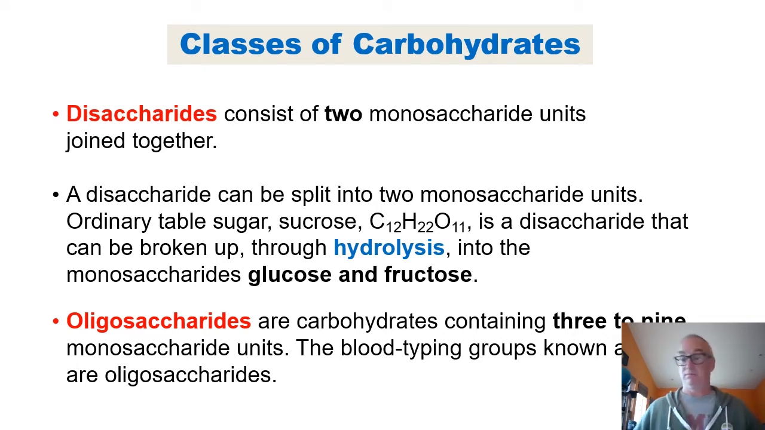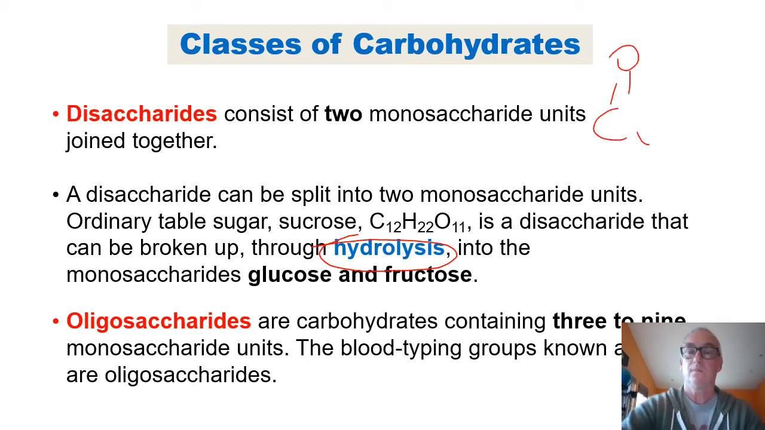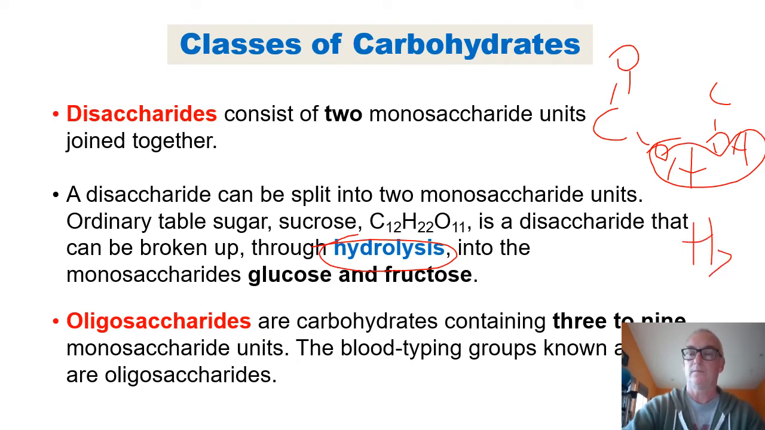So disaccharides make sense. 2 saccharides, 2 monosaccharide units joined together. And you can split that up easily through hydrolysis. As we know, a lot of the organic reactions we've looked at so far are dehydrating reactions. So for instance, ester formation. When you have a carboxyl group and you have an alcohol, and when they come together, you release water. Well, these are also ester bonds. And so you have breakage of them by adding water. And we call that hydrolysis, which is basically the opposite of a dehydration reaction.